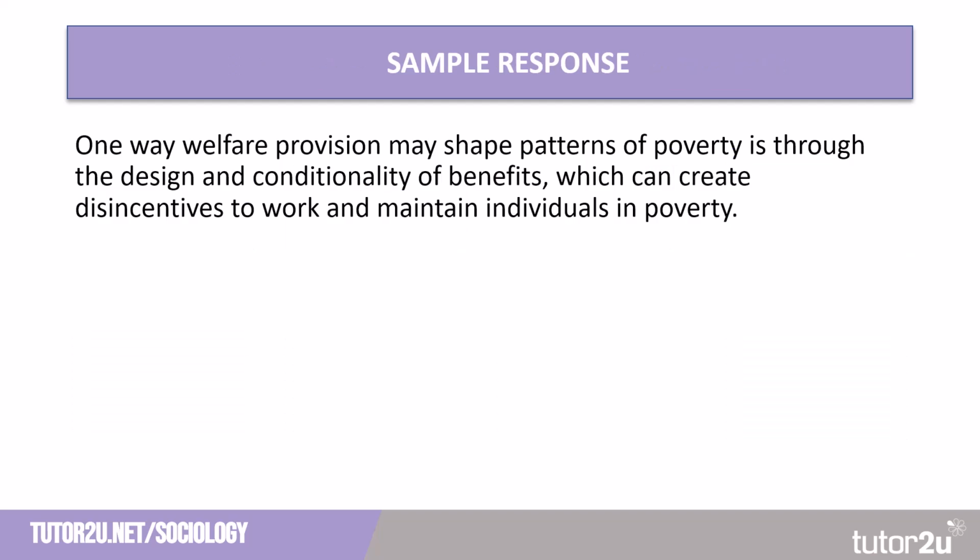Let's look at a sample response then. One way welfare provision may shape patterns of poverty is through the design and conditionality of benefits, which can create disincentives to work and maintain individuals in poverty. What the student has done is identified a way in which welfare provision can impact on poverty. But what they also need to do is to develop this by doing a logical chain of reasoning.